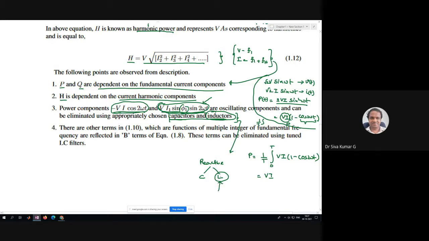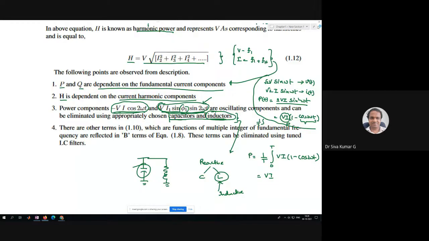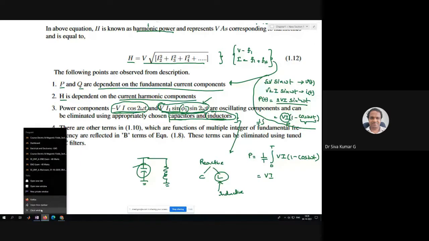So how can you eliminate these inductive loads? To nullify the inductive nature of the load, we can go for a capacitor connection. With this, we can eliminate the oscillating component.